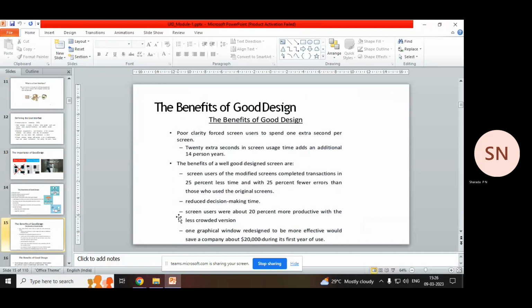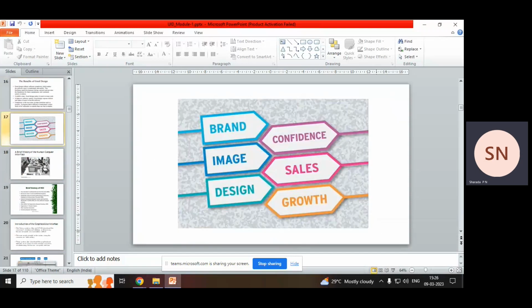Is it fine? Identifying and resolving problems during the design and development process also has significant economic benefits. They have given one example: one graphic window that was redesigned to be effective will save around $20,000 during the first year of use. Like that, they have given some predictions. So these are some of the benefits of good design.